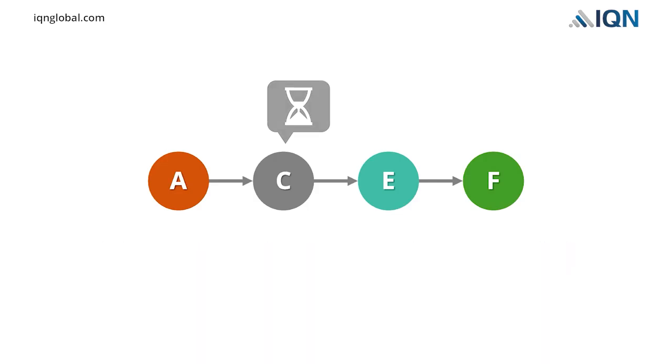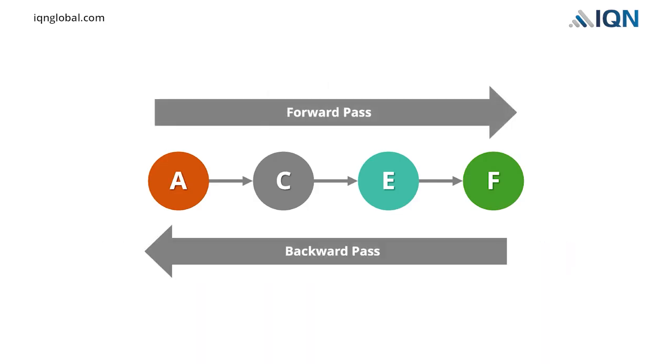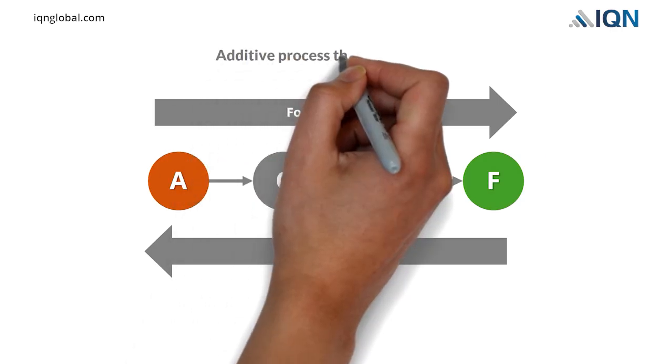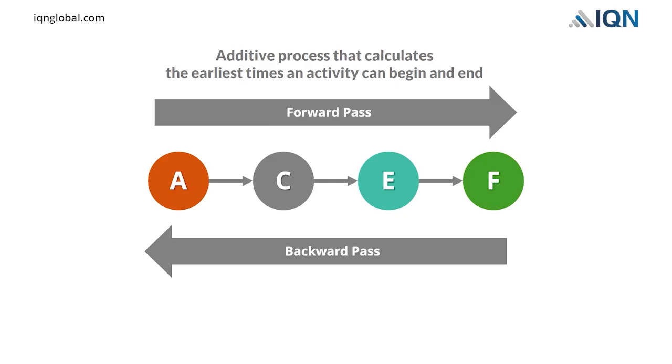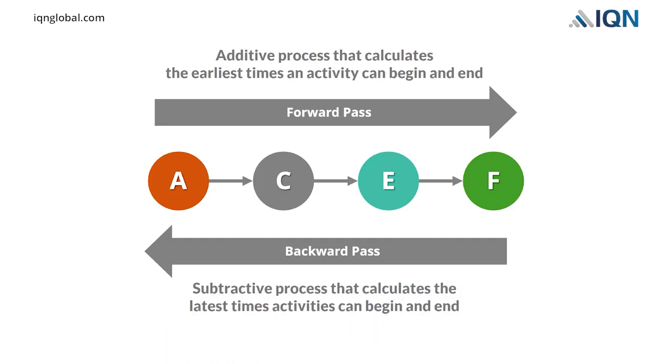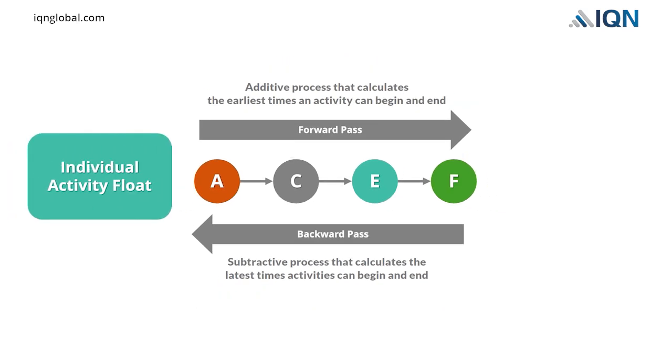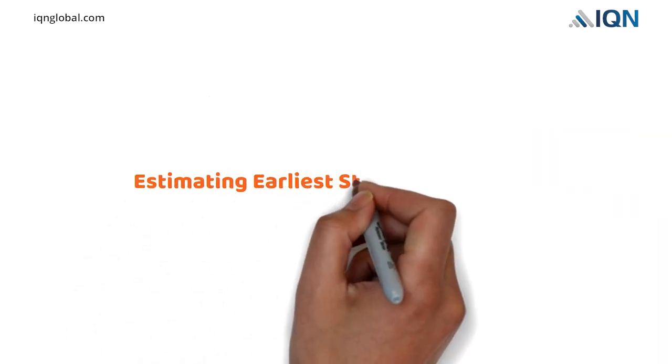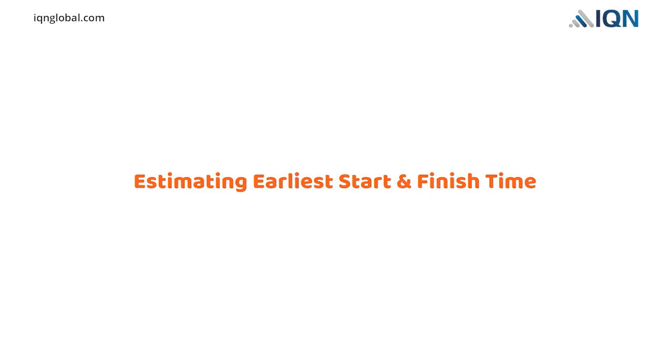Constructing a critical path requires a forward pass and a backward pass. The forward pass starts from the first activity. It is an additive process that calculates the earliest times an activity can begin and end. The backward pass starts from the last activity. It is a subtractive process that gives us information on the latest times the activities can begin and end. Once both the forward and backward passes have been completed, we can also determine individual activity float and finally the project's critical path. Let's discuss how we can estimate earliest start and finish time.